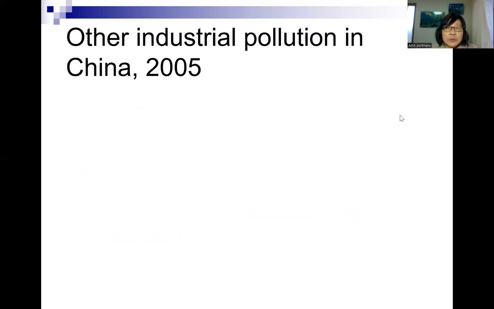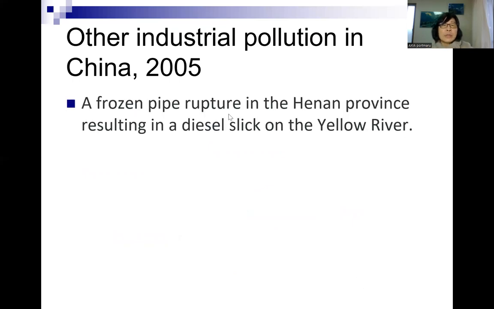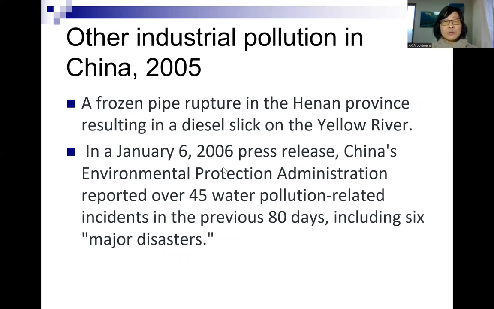Other industrial pollution in China, also in 2005. The recent we cannot see because of the sanction of the country. A frozen pipe rupture in the Henan province, resulting in a diesel slick on the Yellow River. In a January 6, 2006 press release, China's Environmental Protection Administration reported over 45 water pollution related incidents in the previous 80 days, including 6 major disasters.